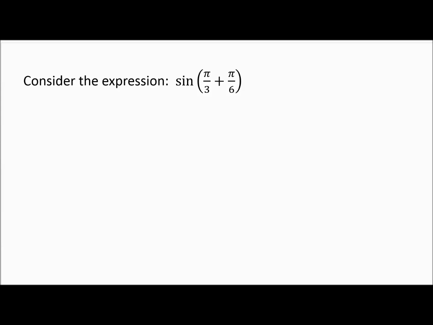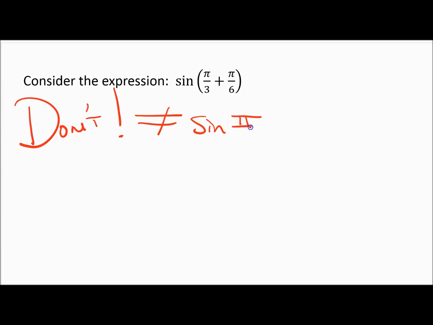Now, what I want you to realize, what you cannot do, so this is a big don't do, and I'm going to show you why, is you cannot think about this as the distributive property. This is not equal to the sine of pi over 3 plus the sine of pi over 6. So do not allow yourself to do that. It's just not true.